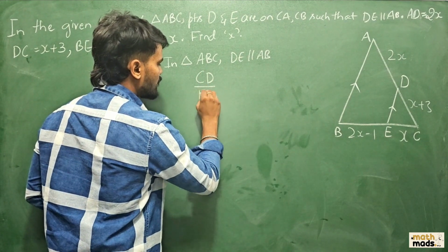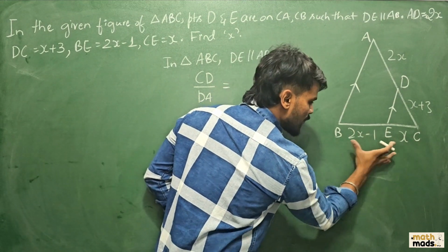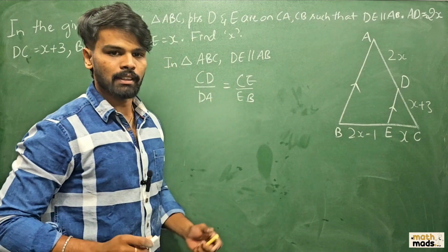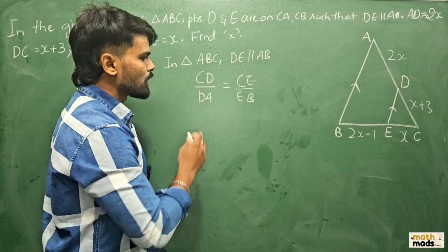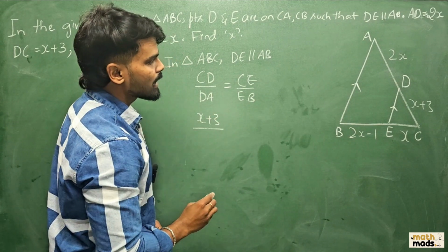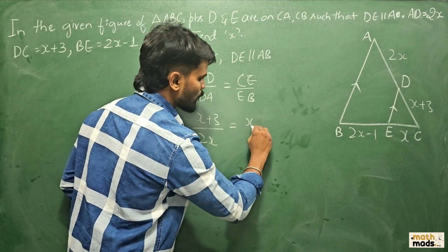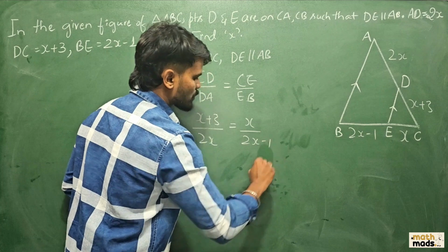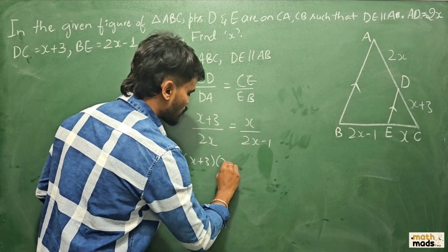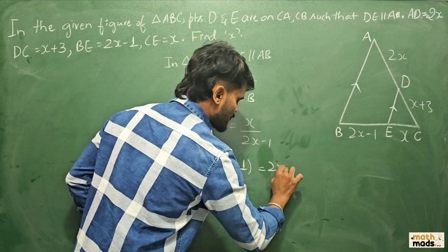CD by DA is equal to, you have BC here. So CE by EB. CE by EB. Correct? Now let's fill with the values. CD is x plus 3 by DA is 2x is equal to CE is x by 2x minus 1. What will you do? You will cross multiply. So you will get x plus 3 into 2x minus 1 is equal to 2x square.